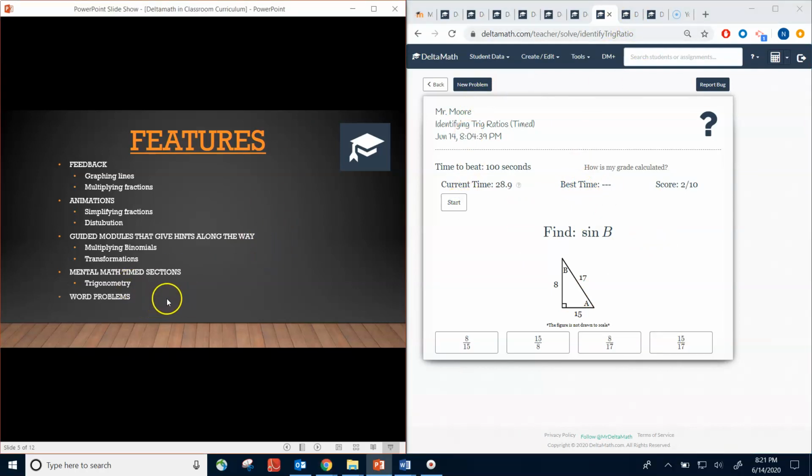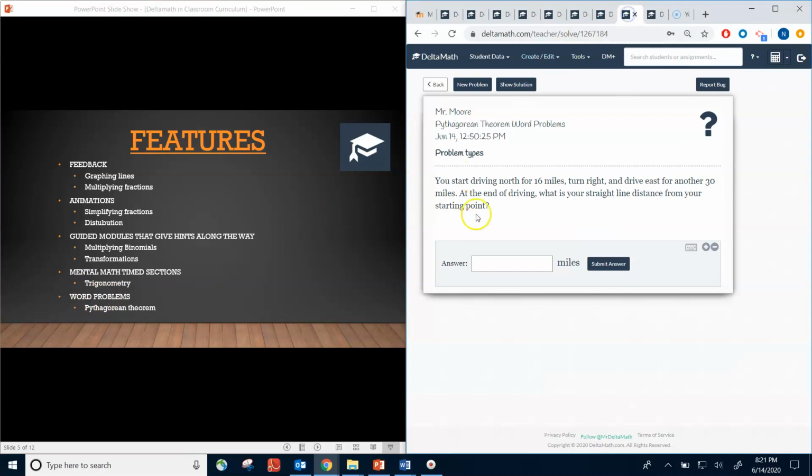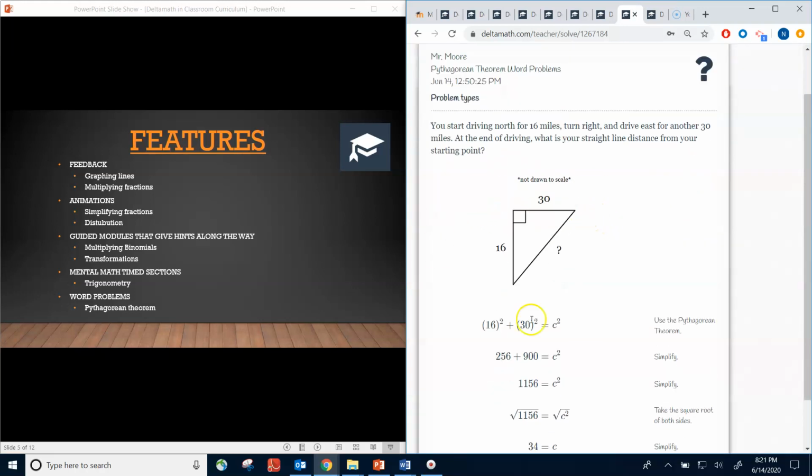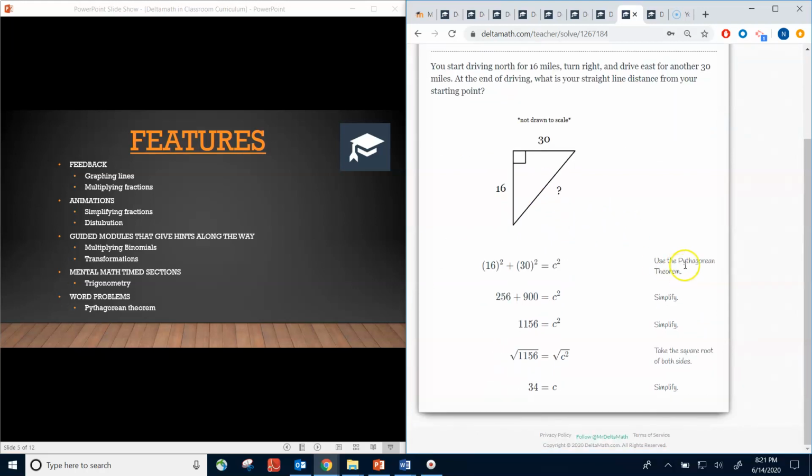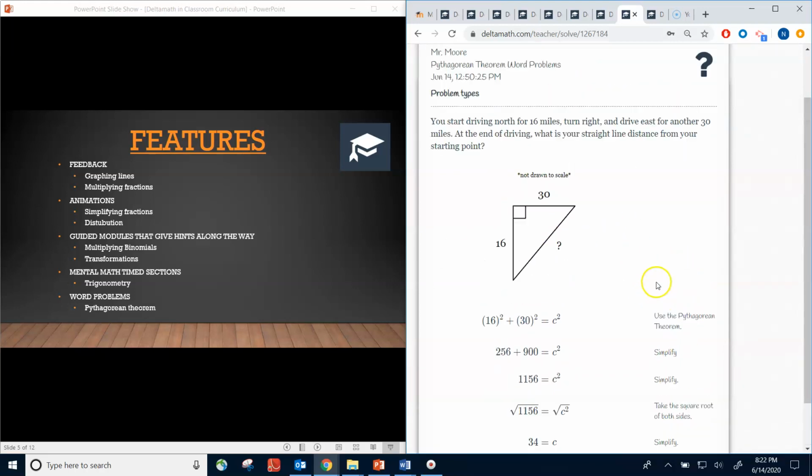One of the last ones is word problems. Word problems are usually really great ways to show real-world examples. The one that I found was one on Pythagorean theorem word problems. For instance, if you start driving north at 16 miles, turn right and drive east for another 30 miles, at the end of the driving, what is the straight line distance from your starting point? So, if you look on here, I kind of will draw it out for them as well and show them step by step on how to solve this process.